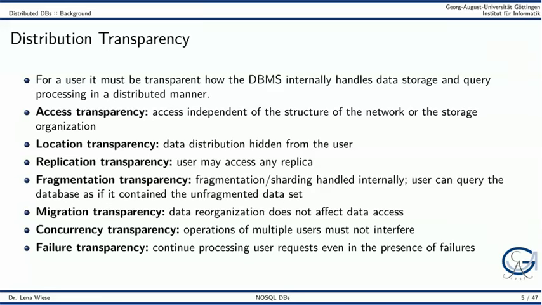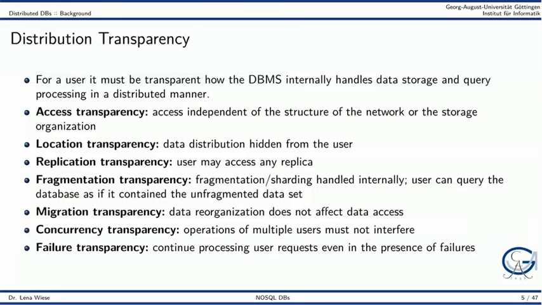Location transparency means that data distribution is hidden from the user in the sense that the user need not know the exact location of a data item he is accessing. Replication transparency means that the user can access any copy of a data item that the system might hold for backup reasons. Fragmentation transparency means that the system internally handles data in a fragmented or sharded fashion.